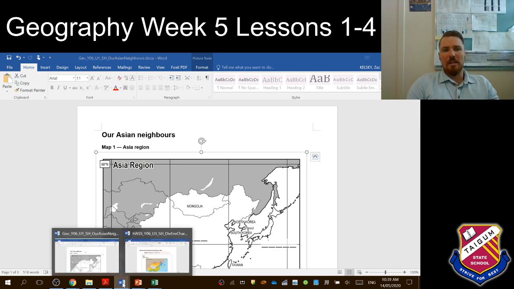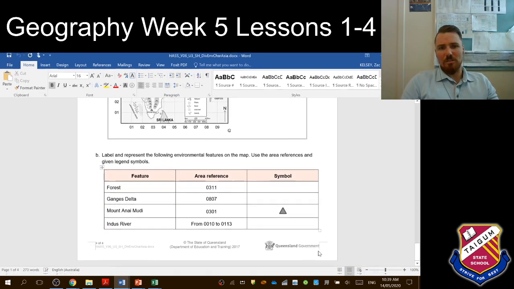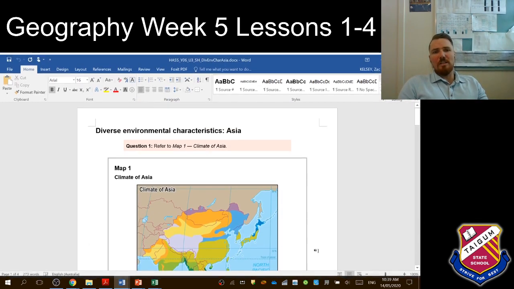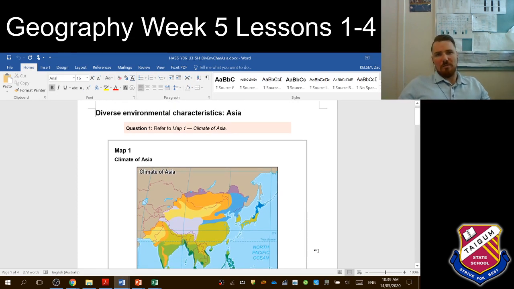That's our first sheet. Now let's have a quick look at our second sheet. Our second sheet has a series of questions based around it as well, but this sheet is going to be more in regards to the difference in environmental factors.